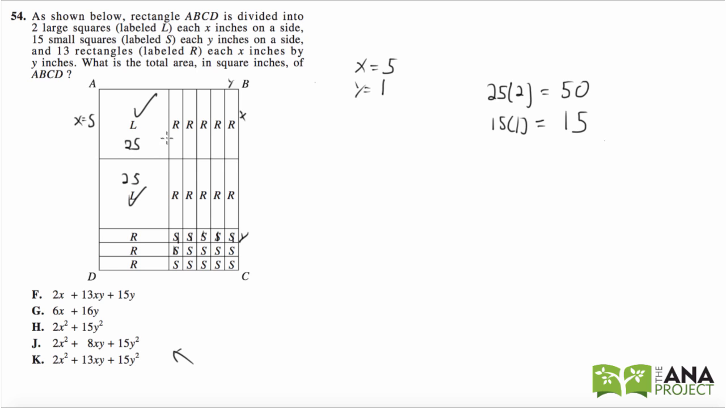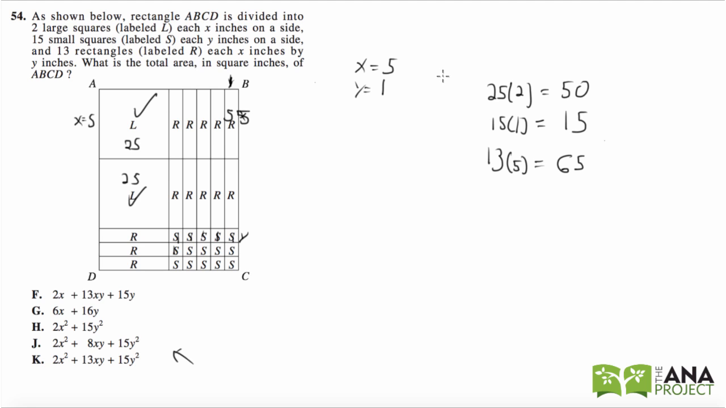And then what are we missing? Oh yeah, R. X inches by Y inches. So 5 by 1. We know that there's 13 rectangles labeled R, and if Y is 1 and X is 5, then each of them has an area of 5 times 1. So each of them has an area of 5. So that'll be 13 times 5. And that is 65.